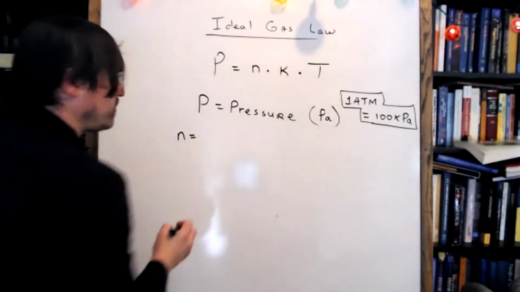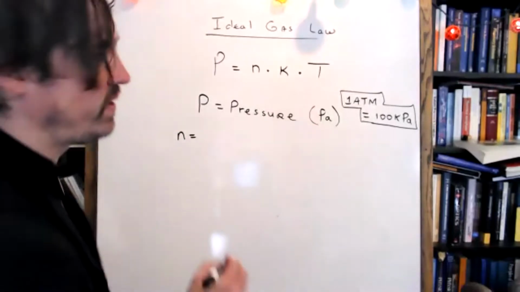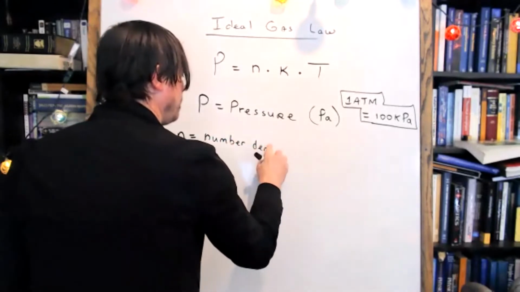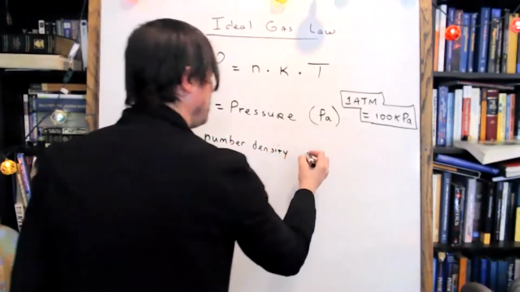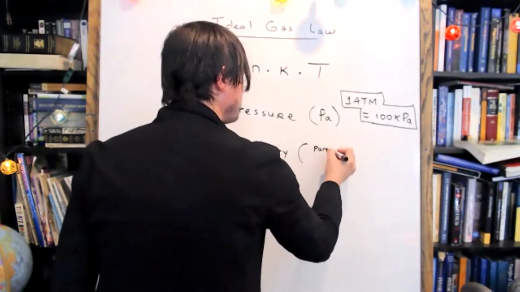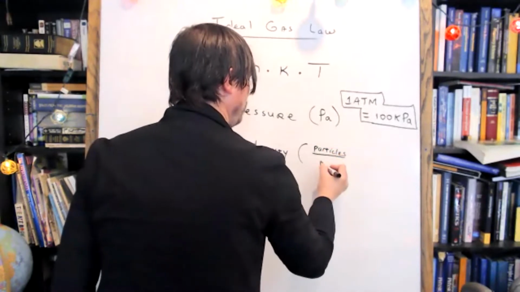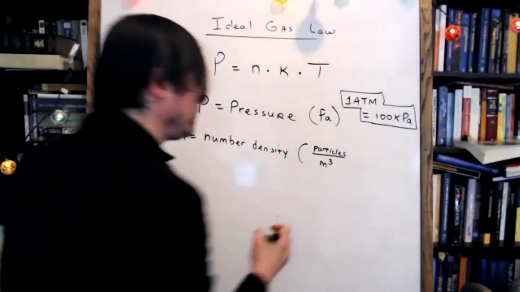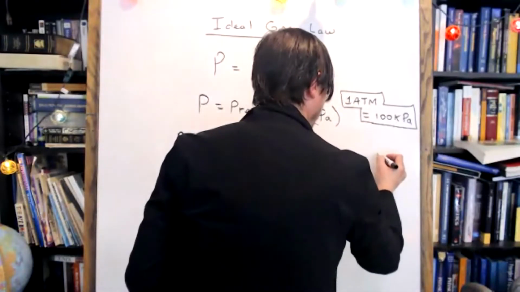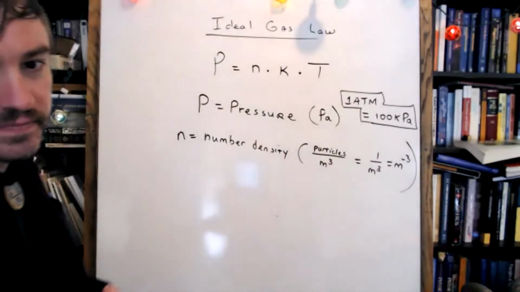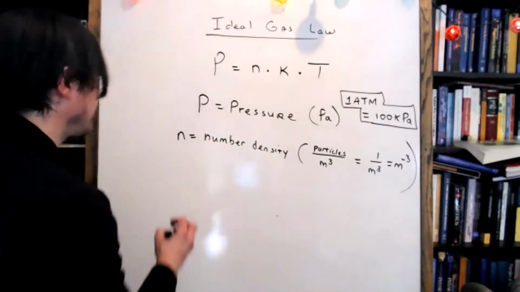N tells you how many particles are in a cube roughly the size of 1 dice. It's known as the number density. The number density is measured in particles per cubic meter or particles per cubic centimeter. You'll see both appear in our equations today. Sometimes just written as 1 over m cubed. Sometimes even written as m to the minus 3. That's the number of atoms in a box.